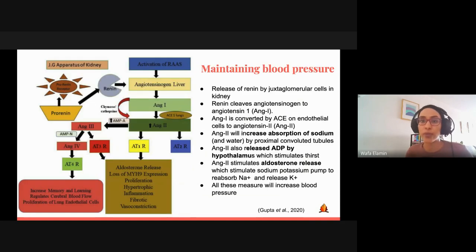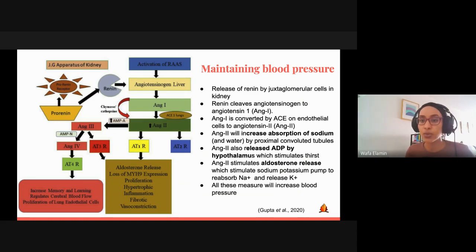So when we look at how the body normally maintains blood pressure, you have the release of renin by the juxtaglomerular cells in the kidney. These are stimulated often by low blood pressure in the body, so they pick that up and they release the renin. The renin is then going to cleave angiotensinogen, which is produced by the liver, into angiotensin 1. That's then going to be converted into angiotensin 2, and angiotensin 2 plays a really critical role in blood pressure maintenance. It has three key actions.